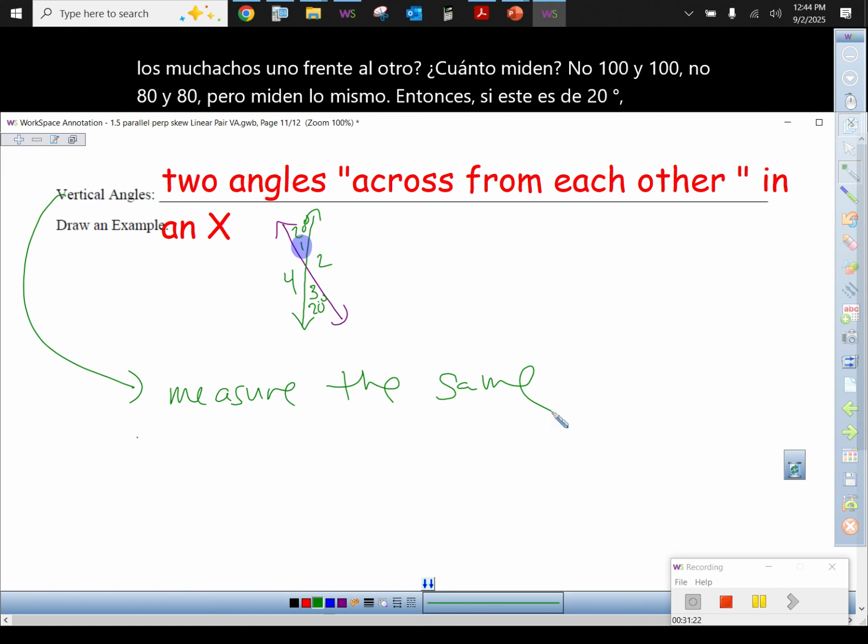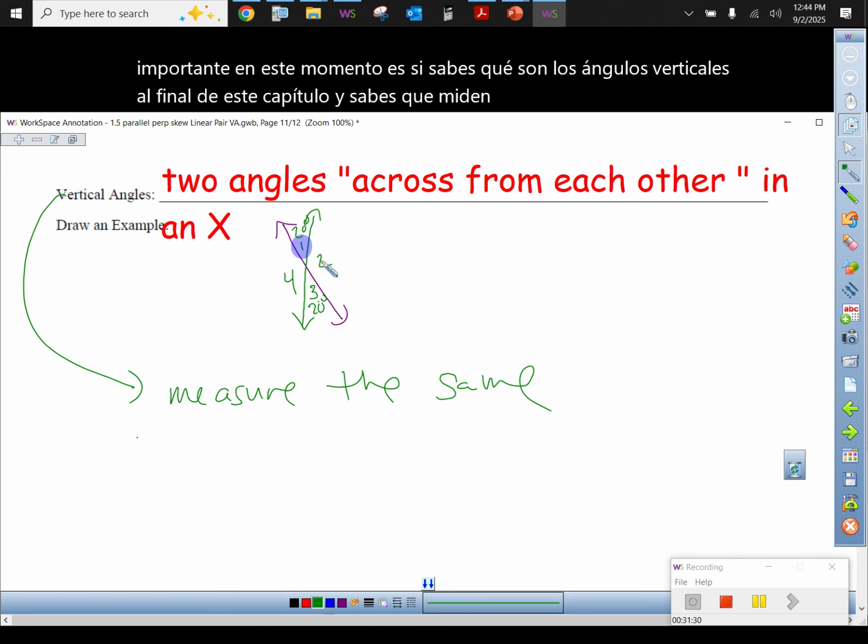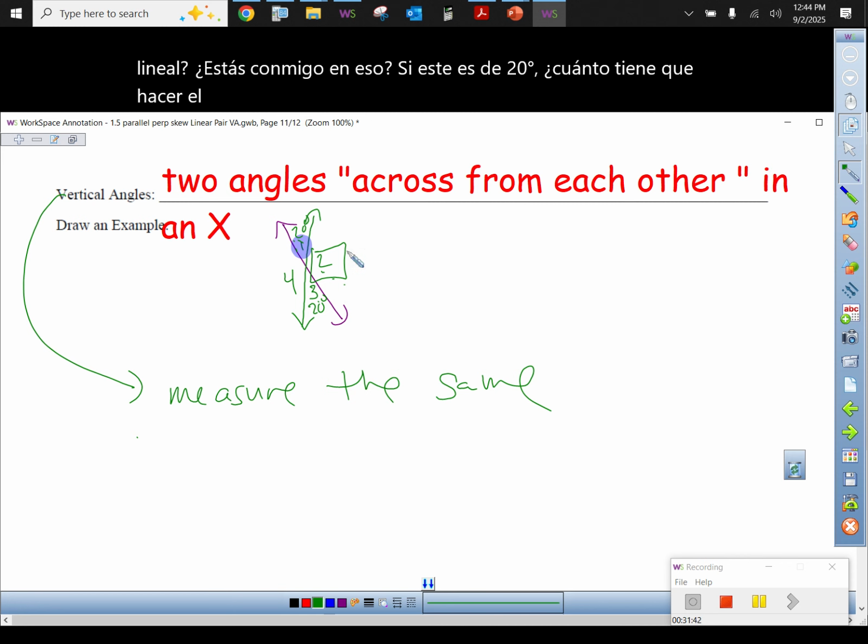My important part right now is, do you know what vertical angles are by the end of this chapter, and know that they measure the same amount? Could you figure out angle 2, though? Aren't 1 and 2 a linear pair? Are you with me on that? If this one's 20 degrees, how much does angle 2 have to measure? 160. Are we cool with that? Then what's angle 4 got to measure? 160 degrees. Are we cool with that?